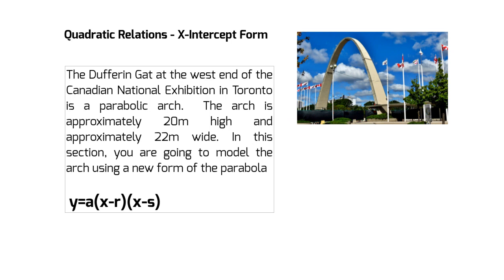In this section we're going to actually take the time to model the arch using this formula: y is equal to a(x minus r)(x minus s). This is a third form of the parabola that we're going to study in this unit, and then we're going to use mathematics to build it up, and then we're going to do some really cool mathematics with all 3 different graphs later on in the course.